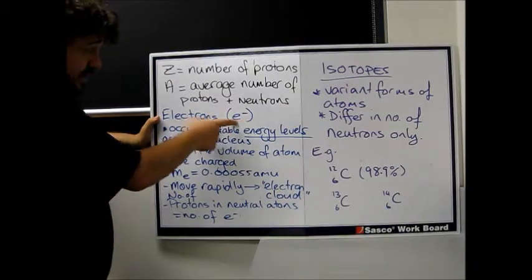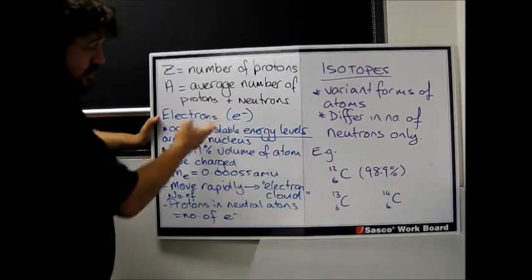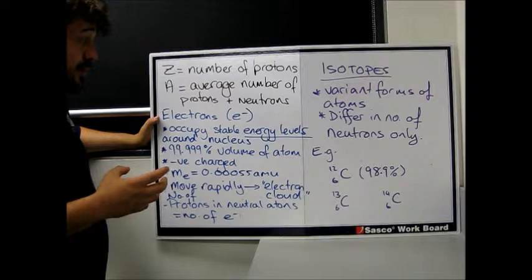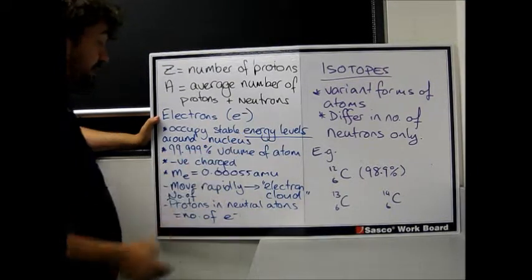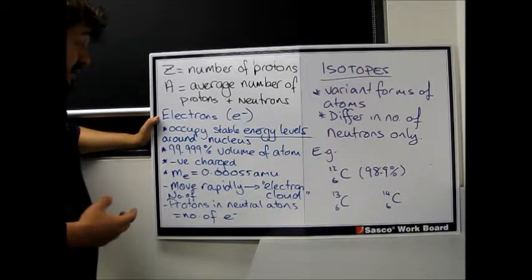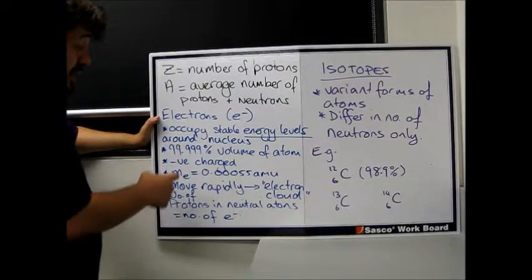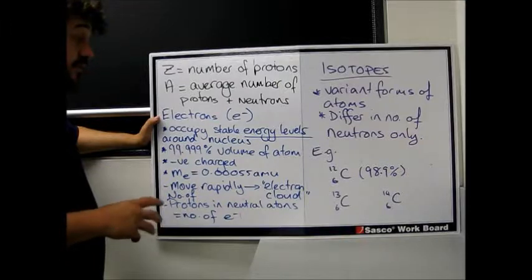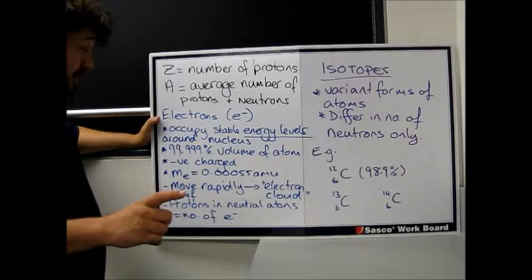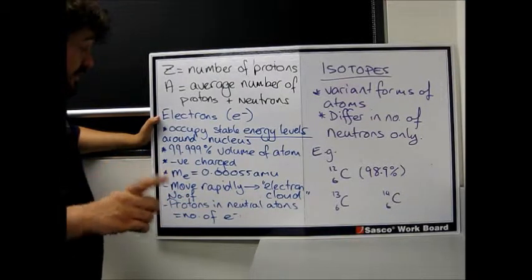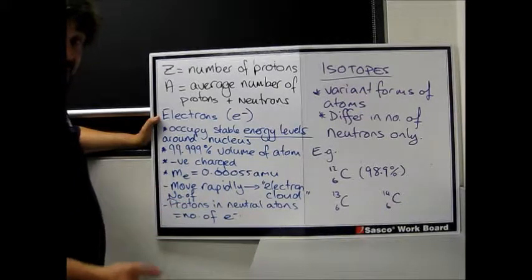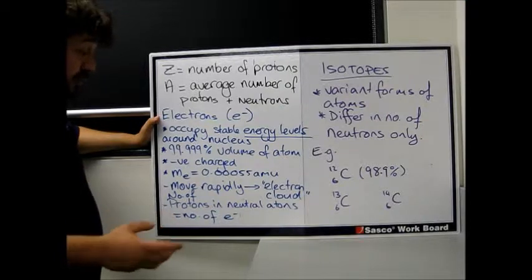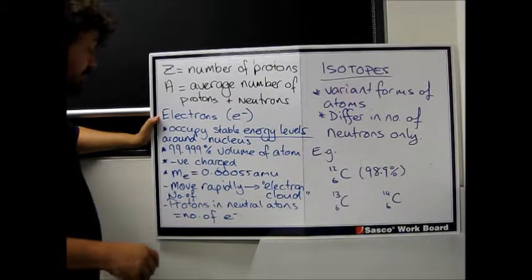Electrons. This here is a very short way to write electrons, just the E minus. So they occupy stable energy levels, there's that word again, around the nucleus. They're 99.99, that's actually 3 more 9s on there by the way, percent the volume of the atom. Volume, not mass. They're negatively charged, we know this, so they're the opposite of the proton in charge. And they have roughly equal and opposite charge to the proton.